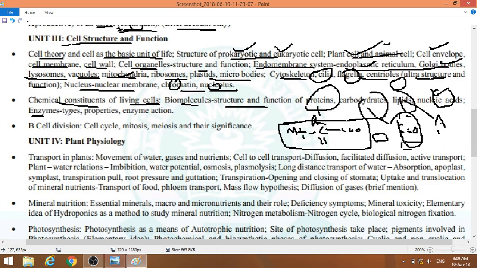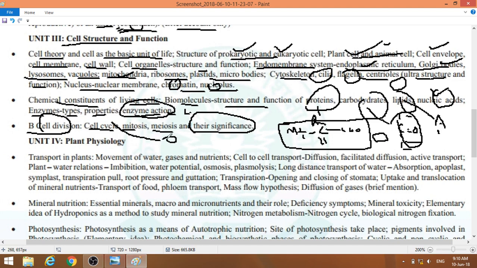Regarding enzymes, the types of enzymes, properties, there's a difference between catalyst and enzyme. Then you have to study enzyme action, how an enzyme acts, lock and key theory, etc. The theories of enzyme action. You have to study cell division, an important topic, cell cycle, mitosis, meiosis, and their significance. Under cell cycle, you have to study cyclins and other proteins.